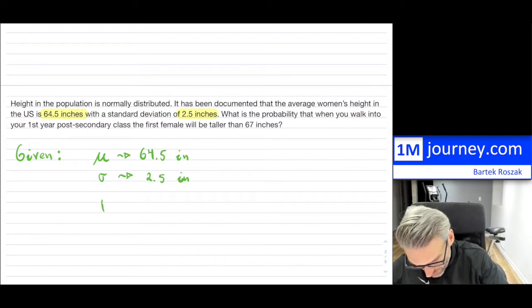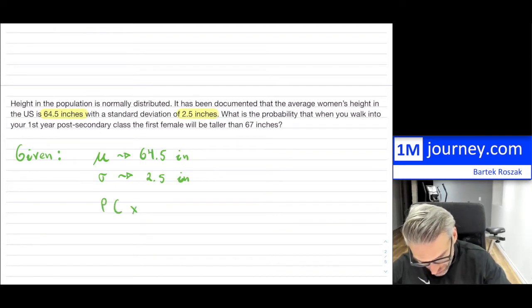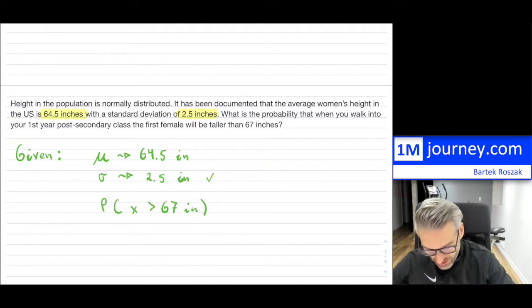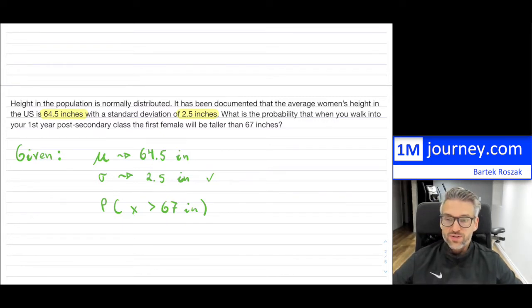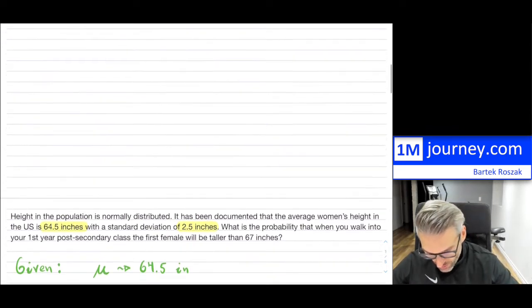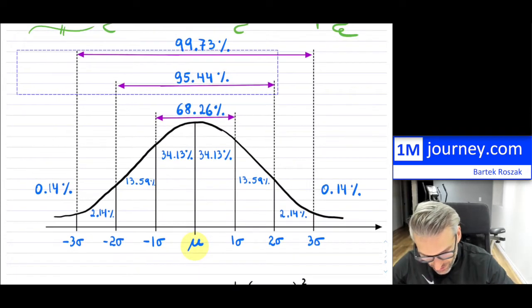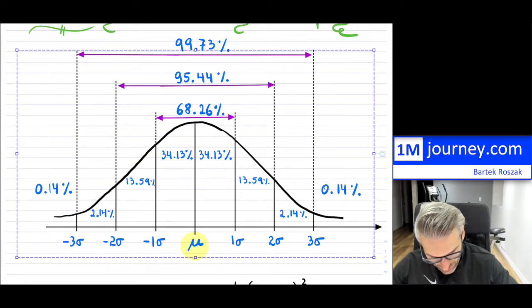What you really want is the probability that you have someone taller than 67 inches. How would we calculate this? The first thing you may want to check, because you have your standard deviation, is that your mean, 64.5, plus your standard deviation is actually 67. So you don't even have to calculate much here. This example is very forgiving.